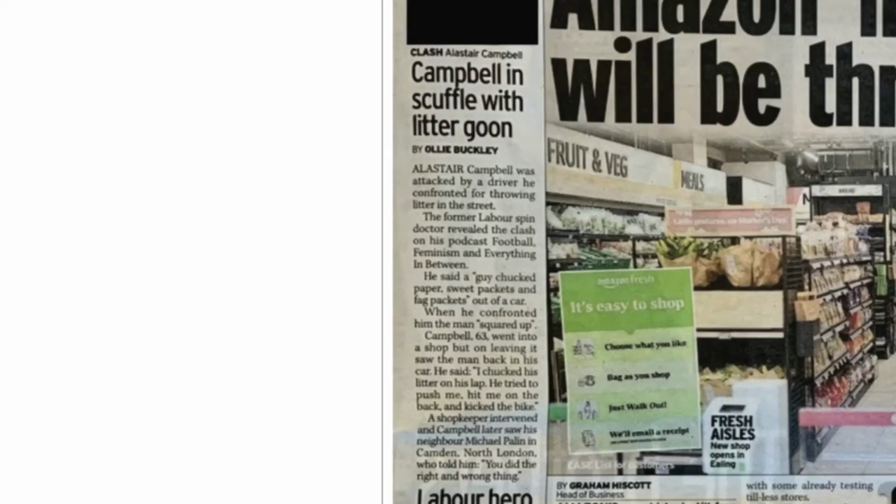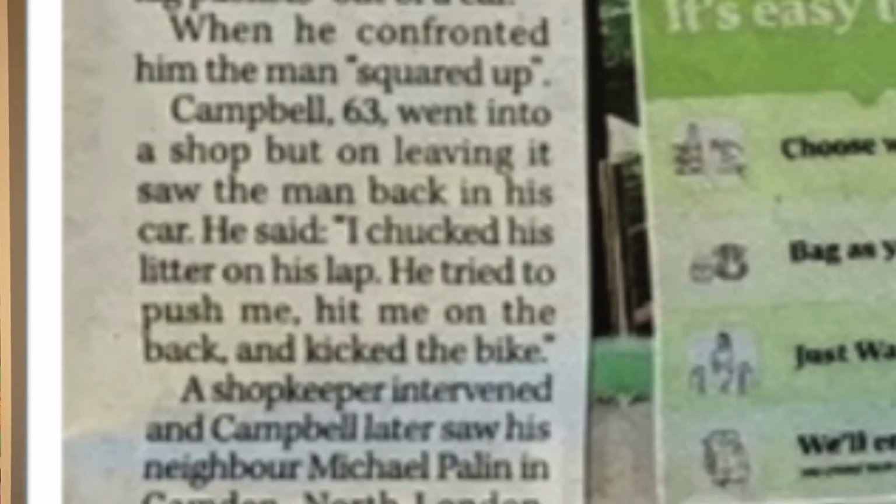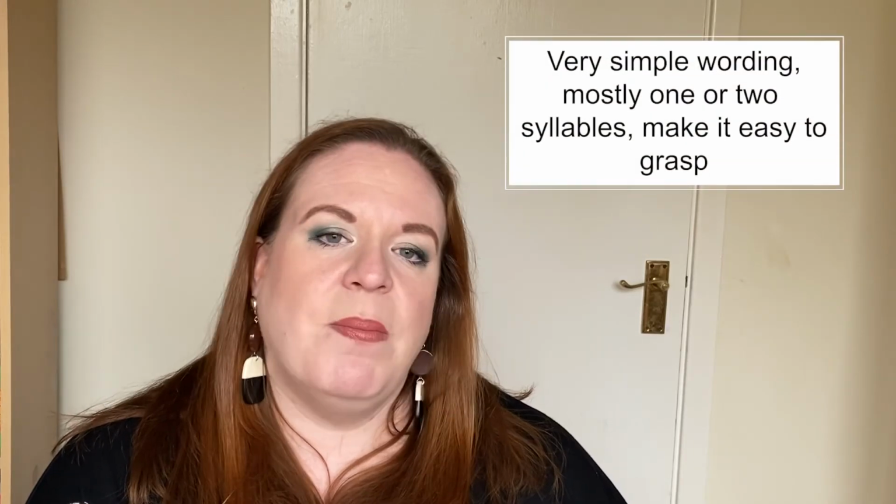On the left there, you've got an article about Alastair Campbell. So he's a former Labour figure. And you can see down the left, there's quite a lot of use of simple language here. So it says Campbell went into a shop, but on leaving it, saw the man back in his car. And it carries on. So the article is not written in complex jargon. It's written in very simple language. And again, that helps to make it easy to understand for audiences.